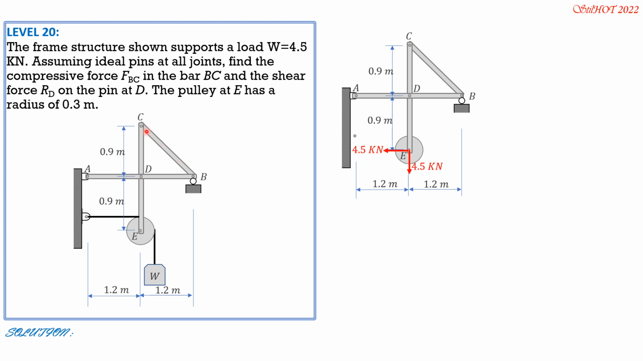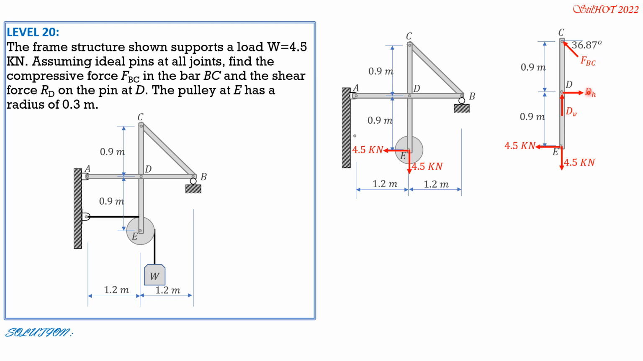By the way, member BC is a two-force body. So FBC is along the axis of BC. So we replace that in this free body diagram here. Then the angle that FBC makes with the horizontal, this angle here, is arctan of 0.9, because that's 0.9 divided by 1.2. And that is 36.87 degrees. Then at D, let's just have horizontal and vertical components. Let's just assume rightward and upward. Then if we set moment at D 0, we can solve for FBC.